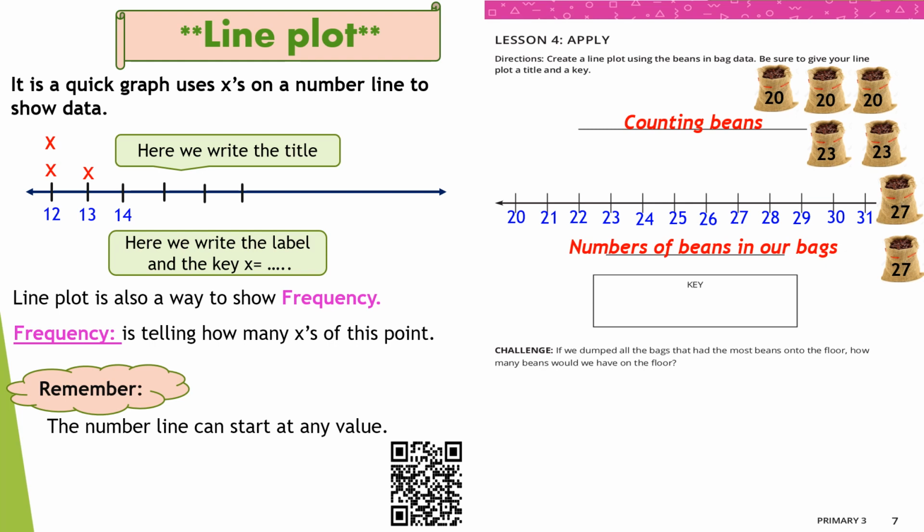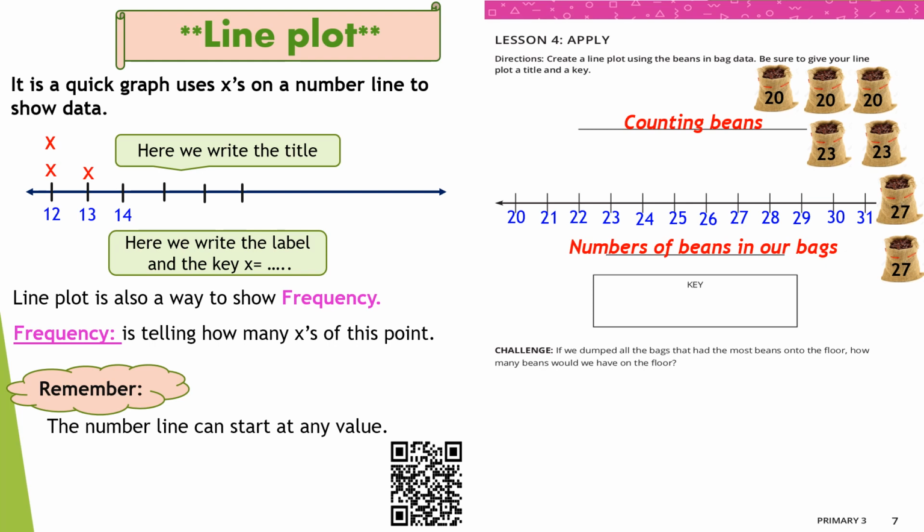Label, it tells me what these numbers are referring to. The number of beans in our bag. 20, 21, 22, these are numbers of what? Of beans in our bag.